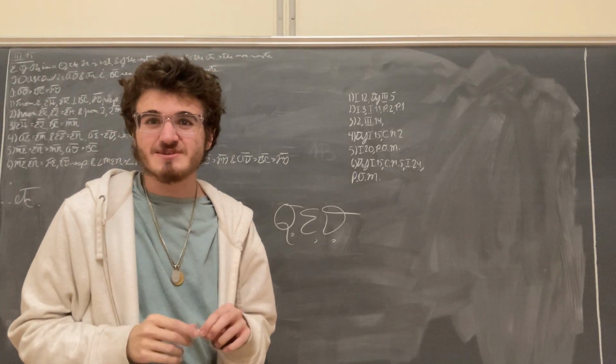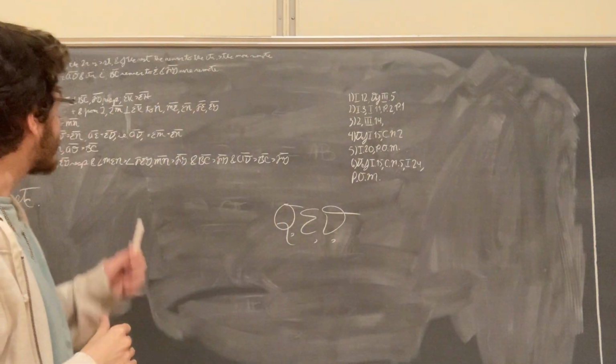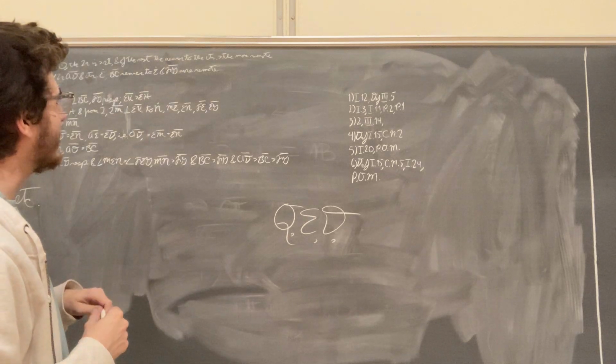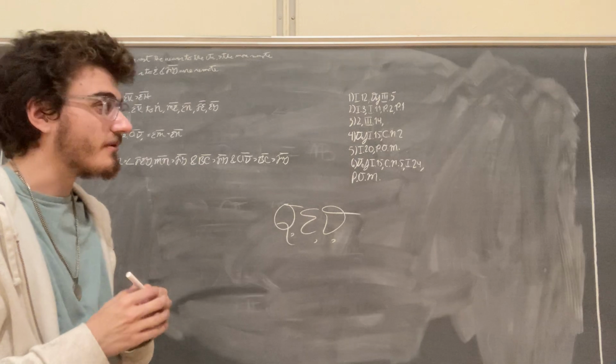Hello, this will be a demonstration of proposition 15 from book 3 of Euclid's Elements, which states that of the straight lines in a circle, the diameter is the greatest, and of the rest, the nearer to the center is greater than the more remote.